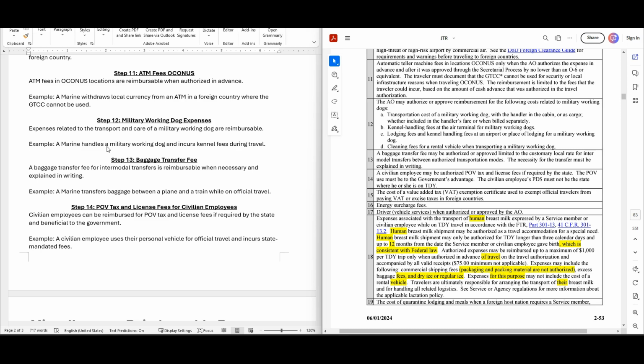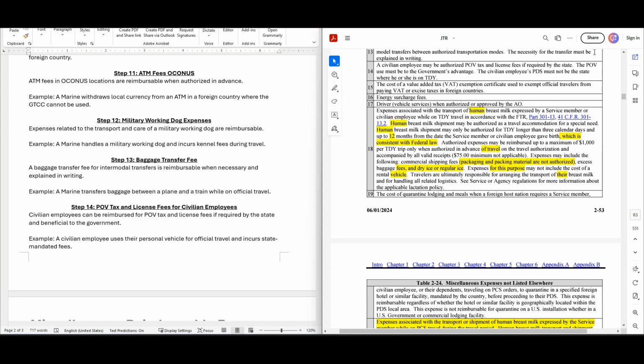So again, if a Marine handler of a military working dog incurs kennel fees during travel, that's very possible, especially when you're doing commercial. Especially if you're doing rental cars, you'll get a lot of these requirements to clean it, because you don't want pet hair and stuff in that vehicle.